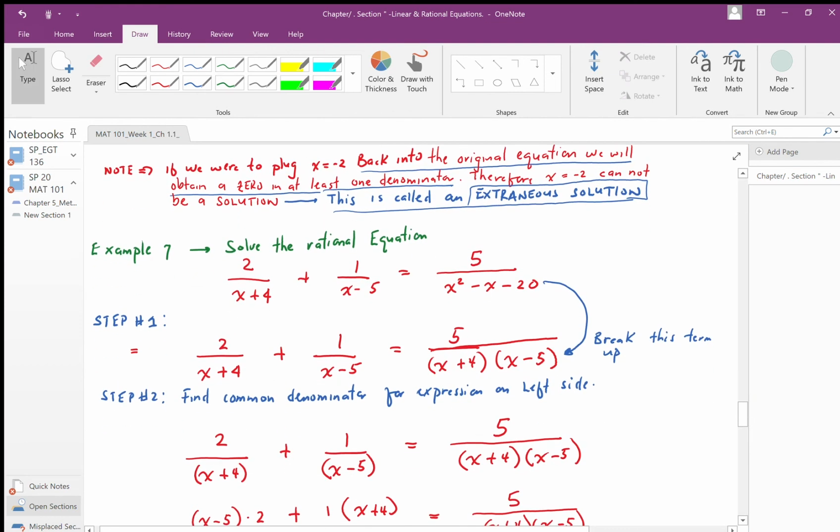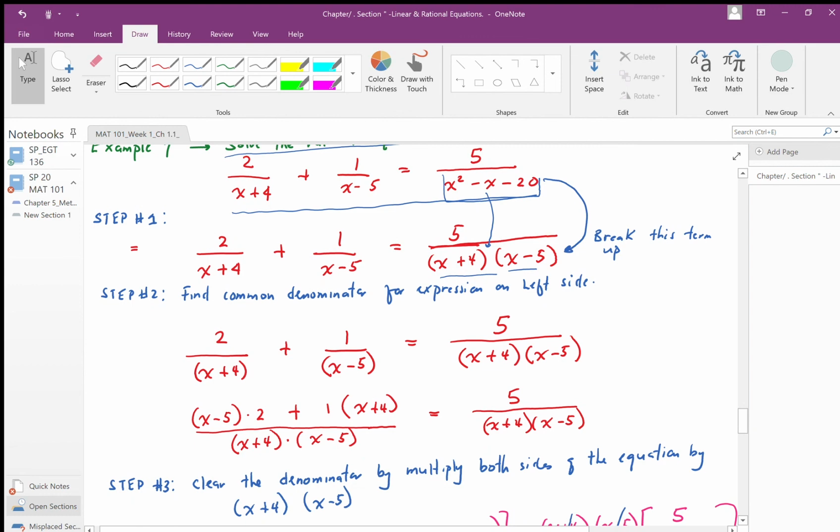Now, we have another example where we actually solve the rational equation. This value has been given to us. We can take it a step further and break up this x squared minus x minus 20 into x plus 4 times x minus 5. Now we want to clear the fractions. Our best bet is to multiply by this expression here, because we can find x plus 4 and we also find x minus 5 here as well.